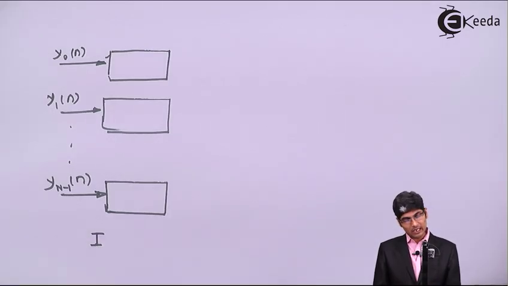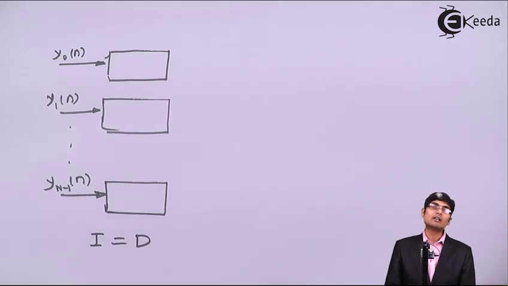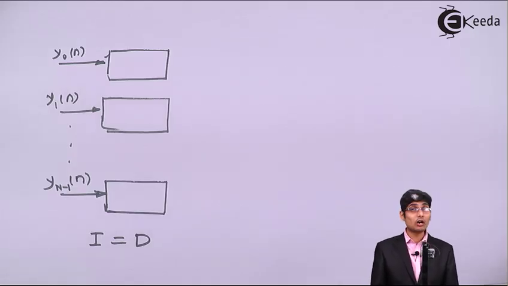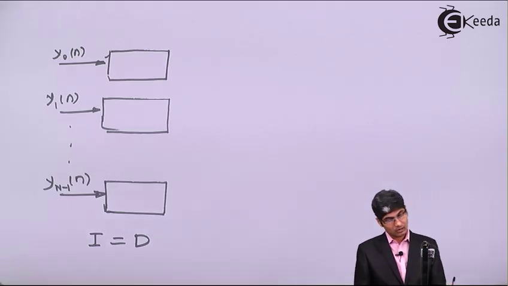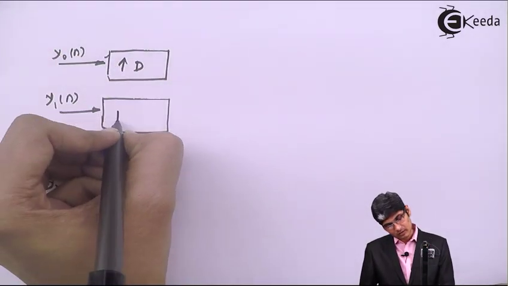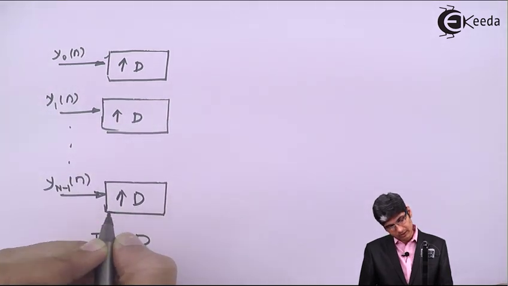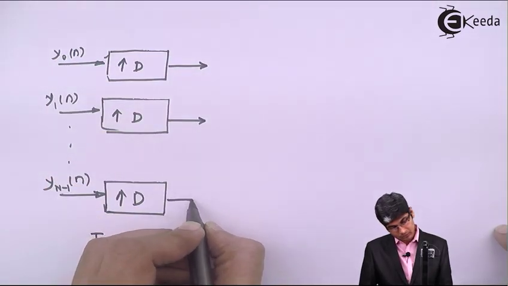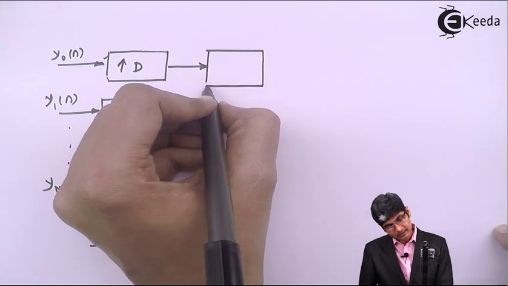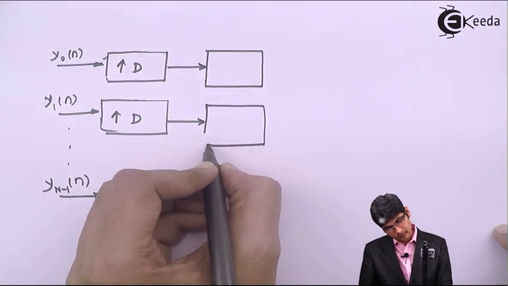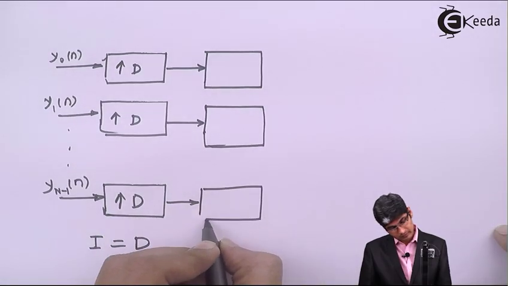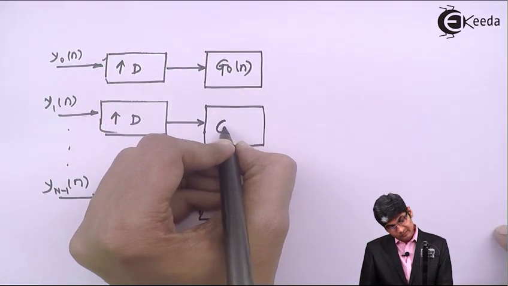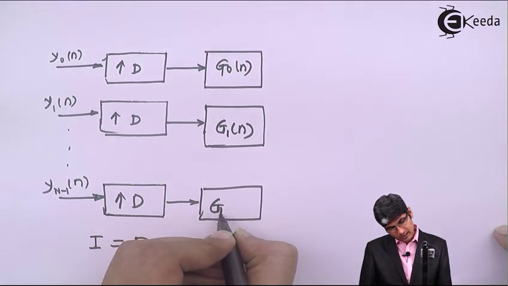So my interpolation factor I will be equal to D in this case, because I wanted to recover the signal. This will not always be the case. It might be or it might not be. In this case it is so. So I will have an interpolator with factor D only, because I is equal to D in this case. Then we will pass them to filtering to avoid images. Let's say this to be G0 of n, G1 of n, and let's say this is G n minus 1 of n.